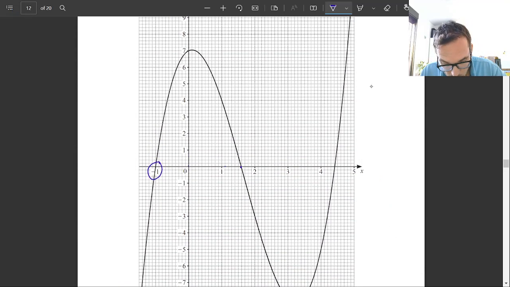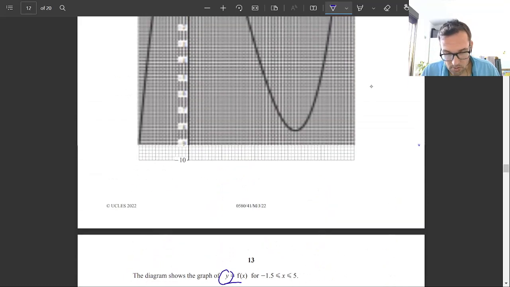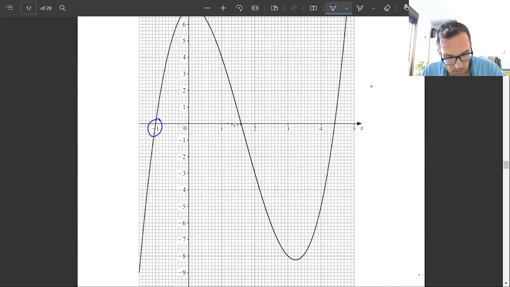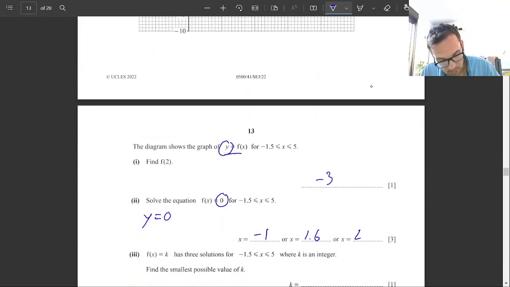So we get 1.1, 1.2, 1.3, 1.4, 1.5, 1.6. On the mark scheme, it says 1.55 is also correct. And the last one here, 4.1, 4.2, 4.3, 4.4, 4.45 is also correct. Just 4.4 is good enough.